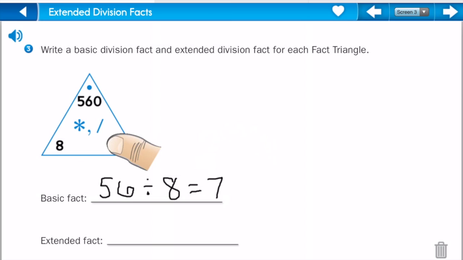Now we got to do our extended facts. So we're going to take 560, divide it by 8. Now I can pull down my 7 from up top. And now, since I know I just added a 0 here, I just add a 0 here. And there's my answer.